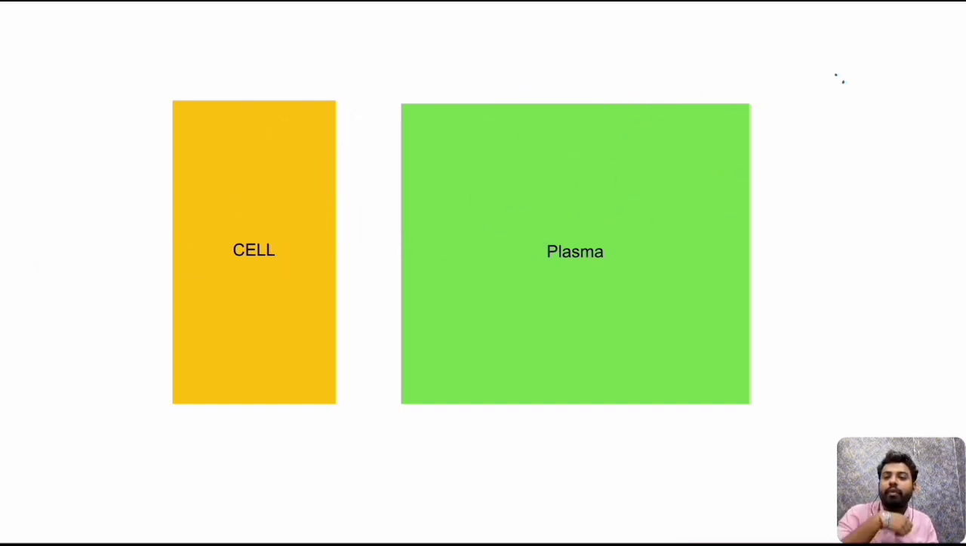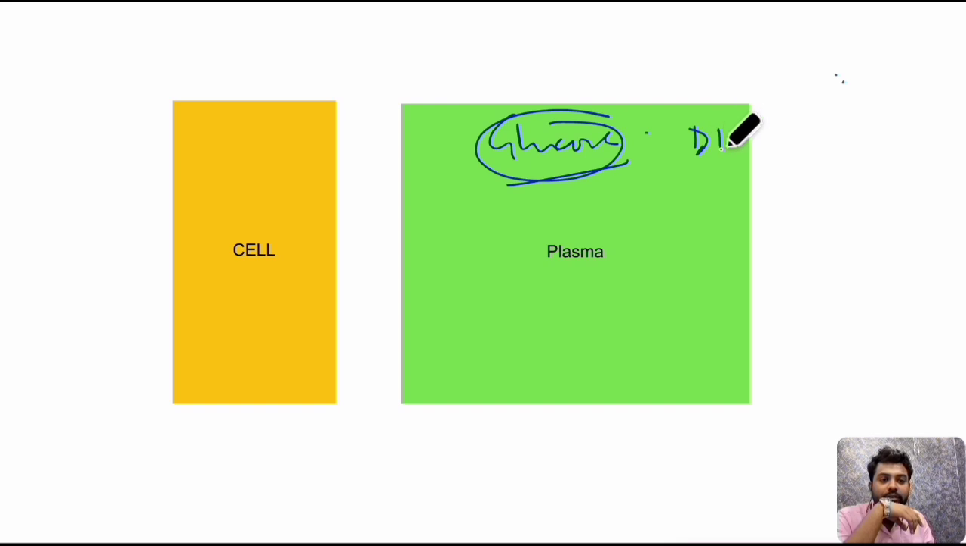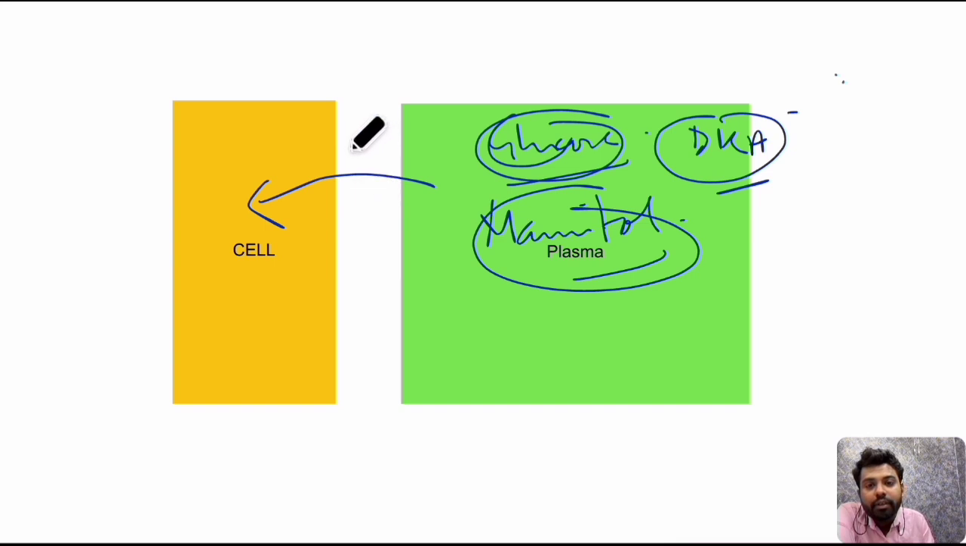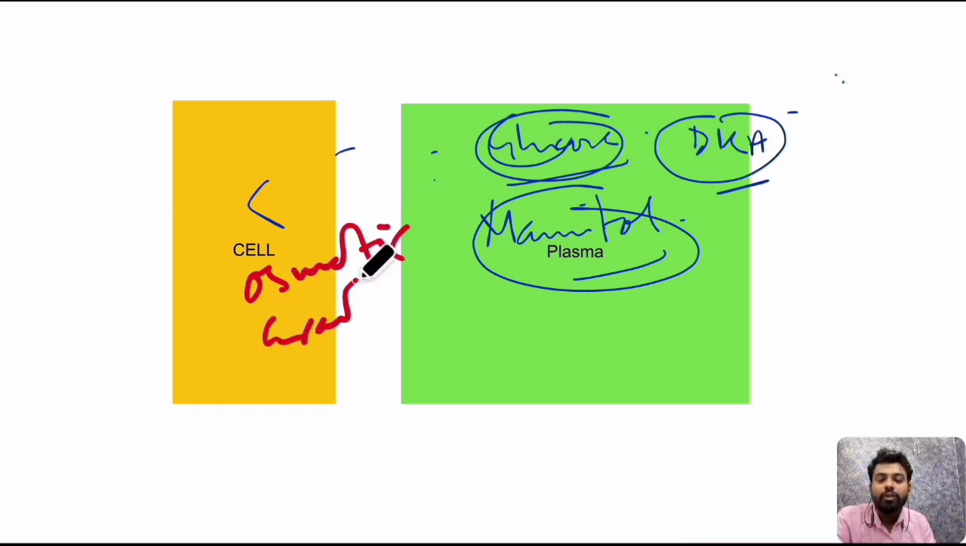So what is the concept of effective solute? If your plasma has high glucose, such as a patient presenting with DKA, or the patient is infused with mannitol, these components don't move into your cell freely. So what are they creating here? They are creating an osmotic gradient.